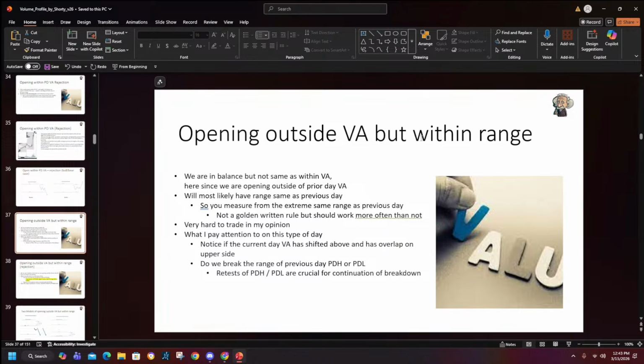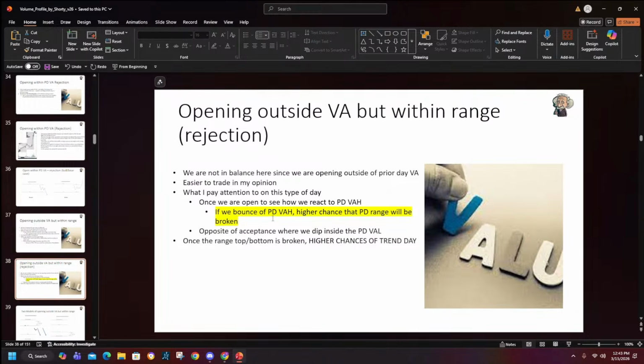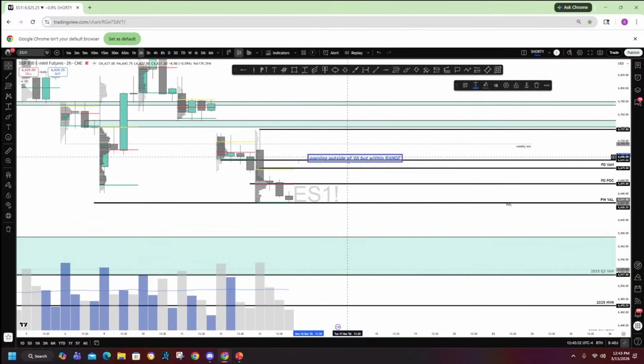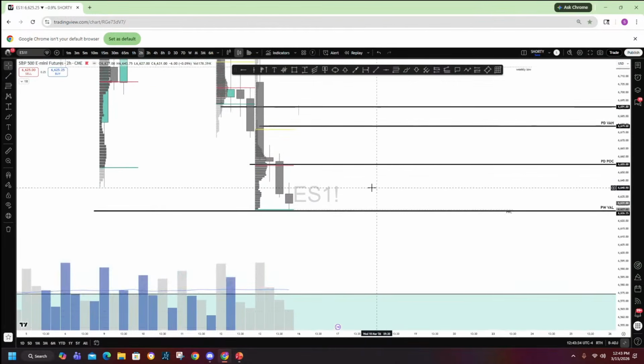Opening outside VA or value area, but within the range, these can be a little bit tricky for newer people when you're trading, but they give the best 80% rules. I would say if we bounce off a PD value area high, higher chance the PD range will be broken. The previous day range will be broken, if that makes sense. So if we bounce off a PD value area high, opening outside of VA but within the range, how would that look like tomorrow? Where's that level tomorrow?